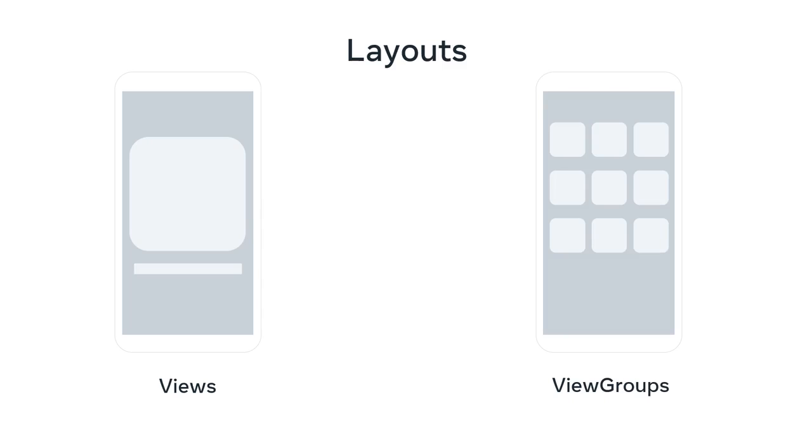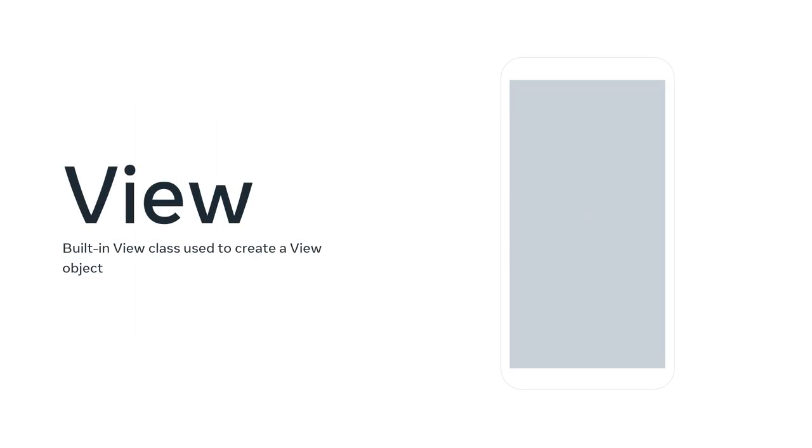But what does view and view group mean? A view is Android's built-in view class. When this is used to create a view, it can be referred to as an object. It represents a rectangular area of the screen and is used for displaying information or content and event handling. Text, images, and buttons are all views on Android.